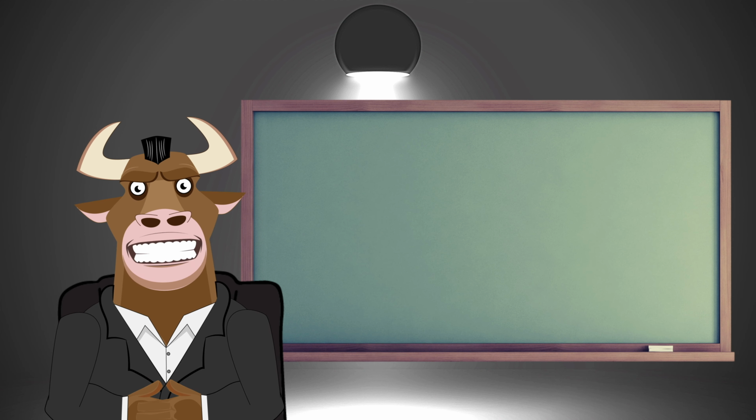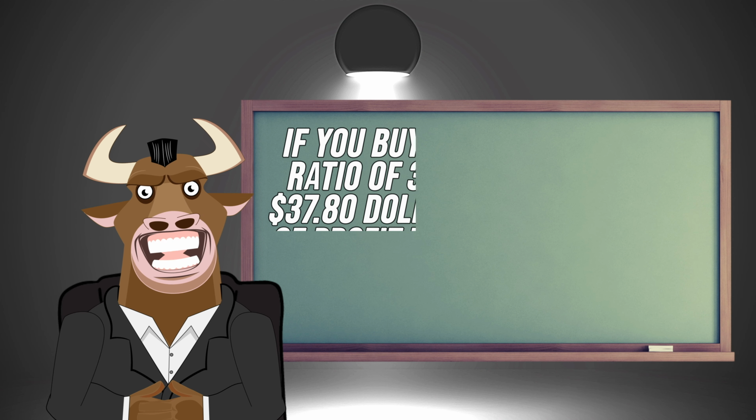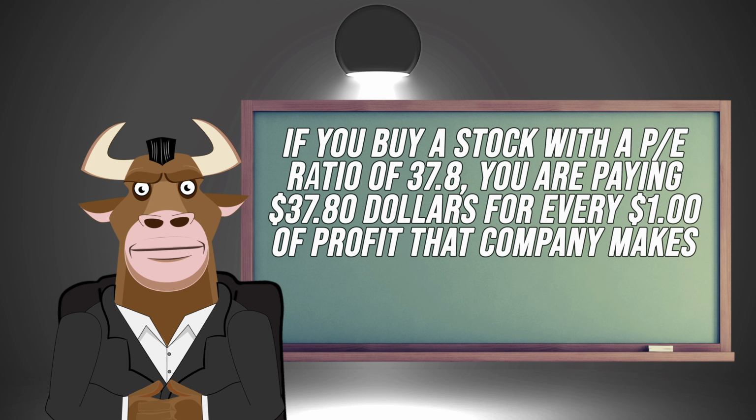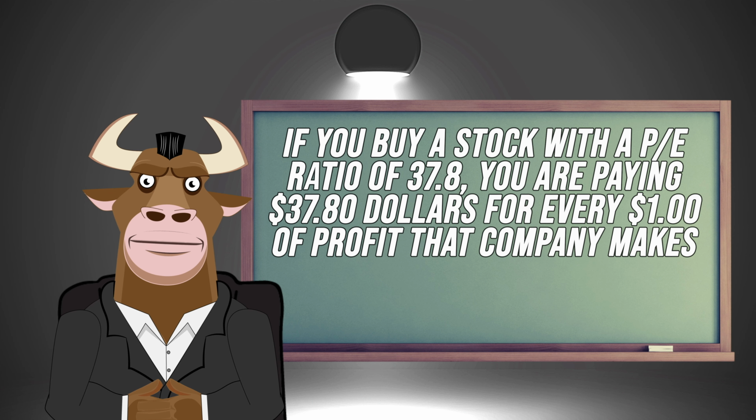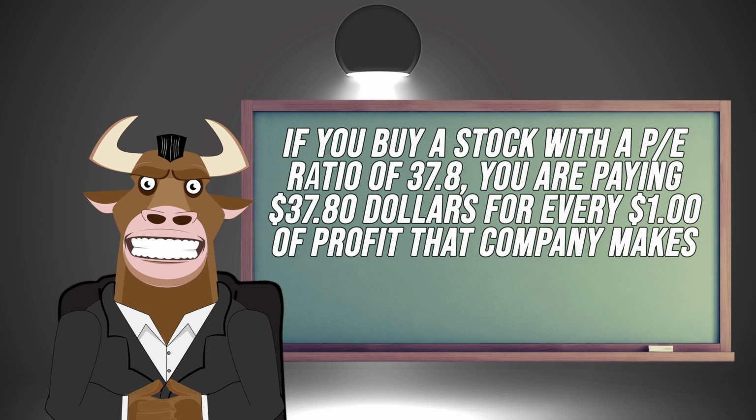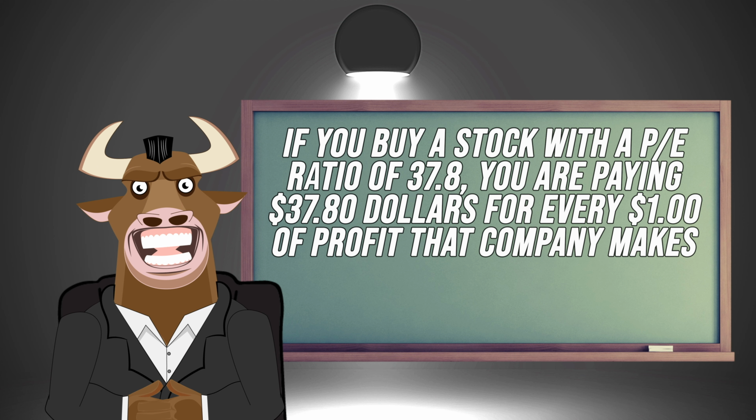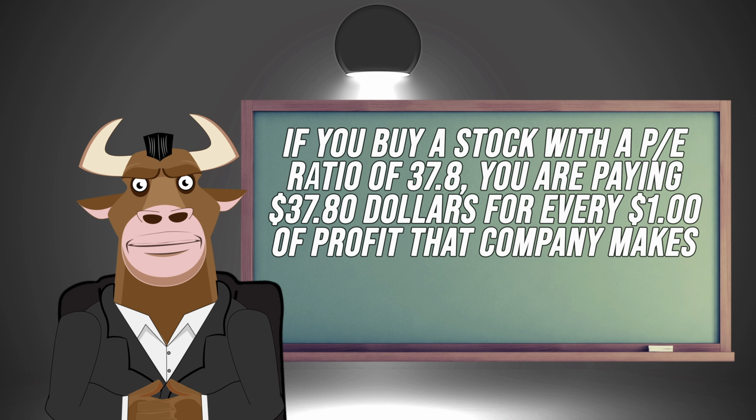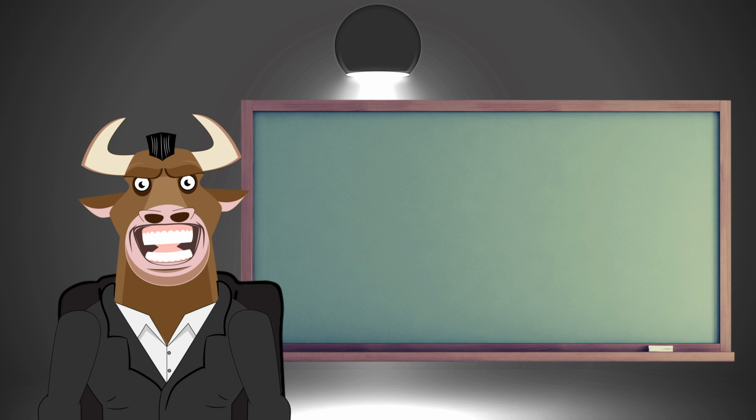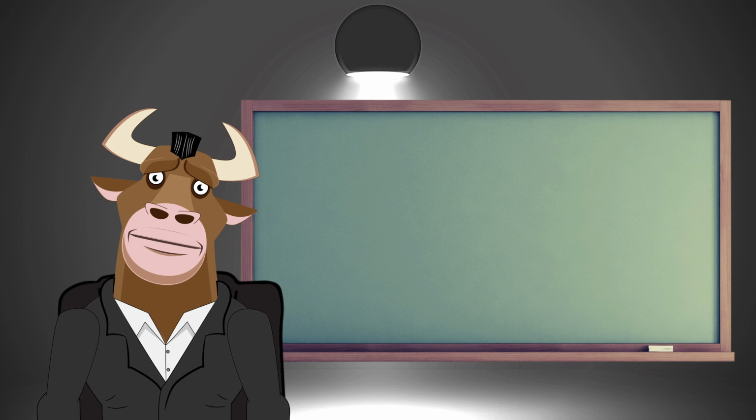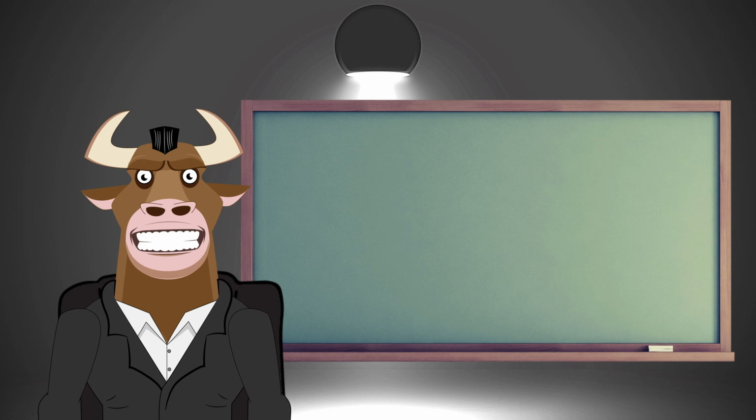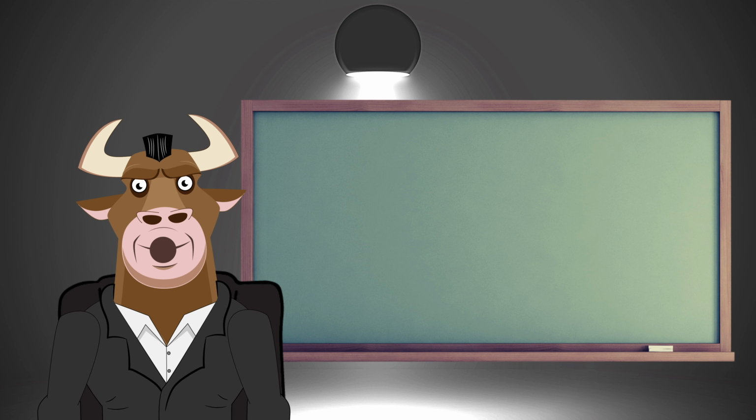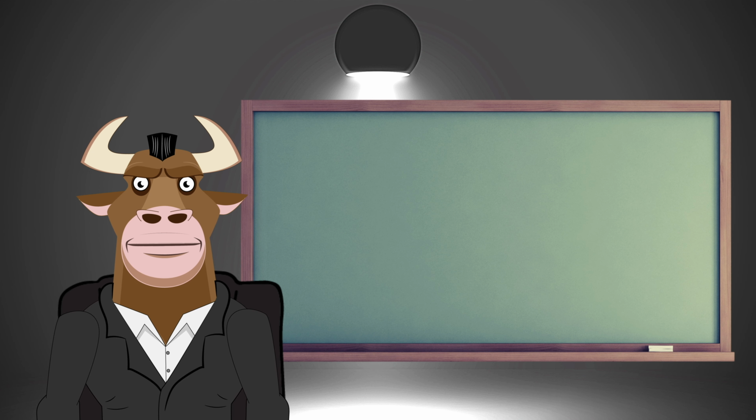Now back to the Apple example. A PE ratio of 37.8 means that if you buy Apple stock at $497.48, you're paying almost $38 for every dollar of profit Apple makes. Is this good? Is this bad? Well, it depends. When deciding if a company's PE ratio is too high, too low, or fair, you need to compare it with other PE ratios.